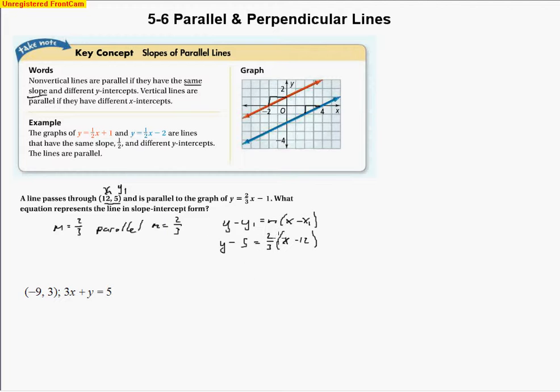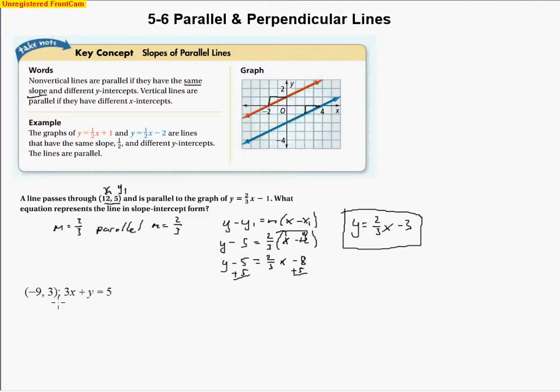I distribute the 2/3 over that subtraction, and I'm left with y minus 5 equals 2/3 x. Then the 3 goes into 12 4 times, multiplying across, 4 times 2 makes 8, so minus 8. Then all I have to do is add the 5, and I'll get the answer. So my slope-intercept form that is parallel to the given line and passes through the given point is y equals 2/3 x minus 3. Minus 3 because the signs are opposite, so we subtract.